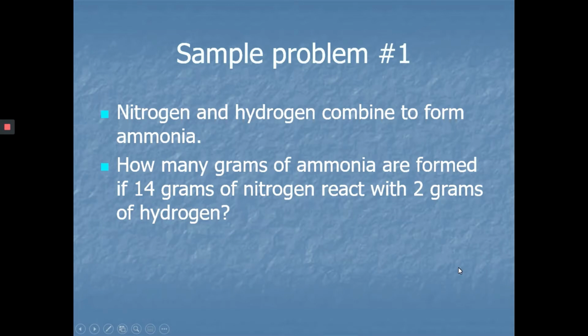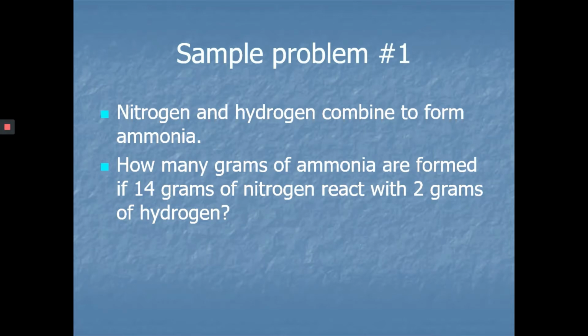Okay, so here we have sample problem number 1. You're given the chemical reaction, what happens during this chemical reaction. You're going to have the element nitrogen and the element hydrogen, and those two elements are going to combine to form a substance called ammonia. Ammonia is a substance made up of nitrogens and hydrogens bonded together. So you've got nitrogen by itself, hydrogen by itself, you combine them and you're going to form ammonia.